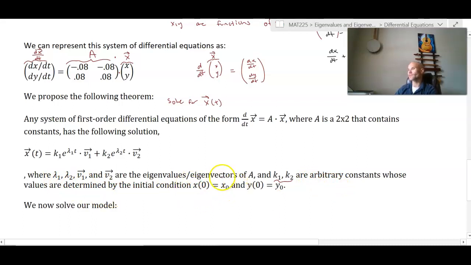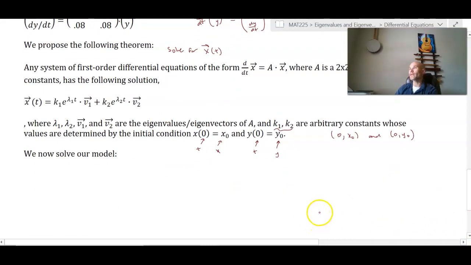X of 0 equals some value, some x naught, and y of 0 equals y naught. So what we mean by x of 0 is this is time, and this is the salt amount at time 0. This is time, and this is the y value at time 0. So you could also write this as ordered pairs (0, x0) and (0, y0).